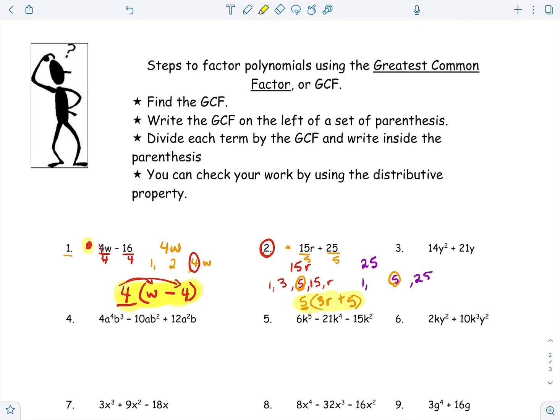So that's what happens when we factor. How do we know we factored correctly? Multiply and see if we get the original. I want you guys to try number 3, and we'll finish the rest in class.